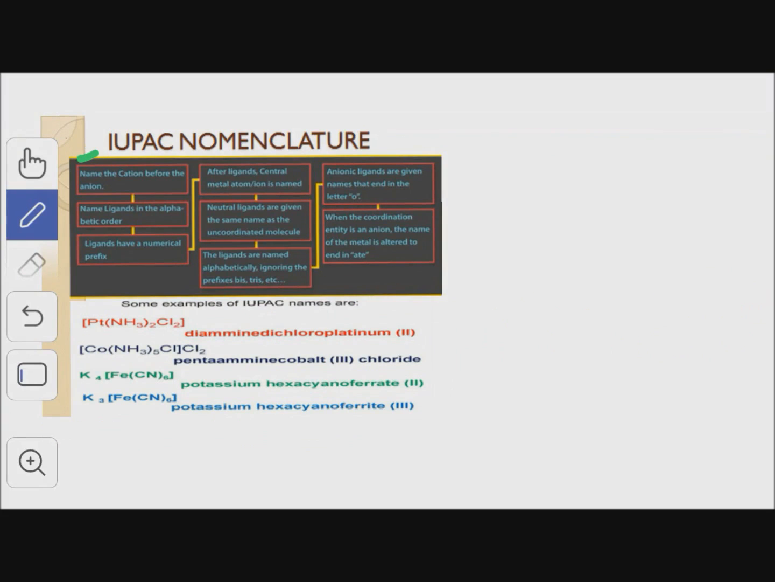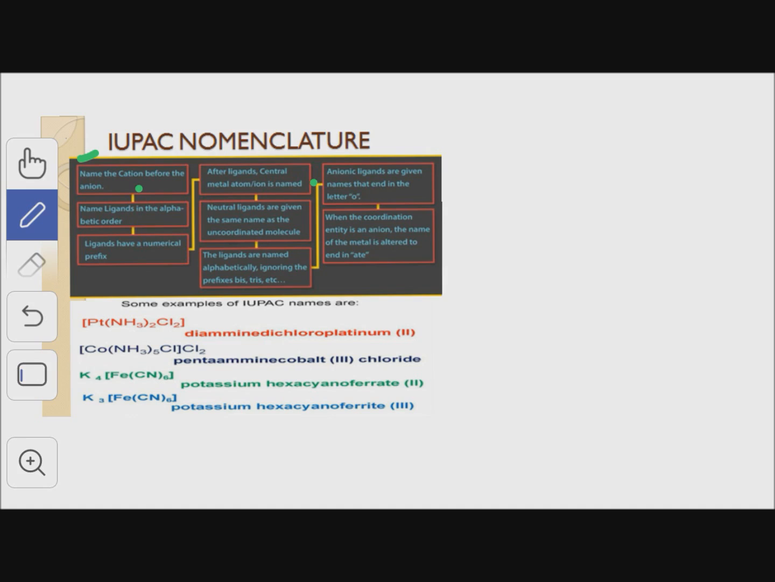This is a flow chart of writing the IUPAC nomenclature of coordination compounds, in which the name of the cation is written before the anion. Then we write the names of the ligands in alphabetical order, which are directly attached to the central metal ion. Then we mention the ligands with a numerical prefix. Suppose the number is 6, then we write hexa. If the number is 5, then we write penta. Now after the ligands, the central metal ion is named.